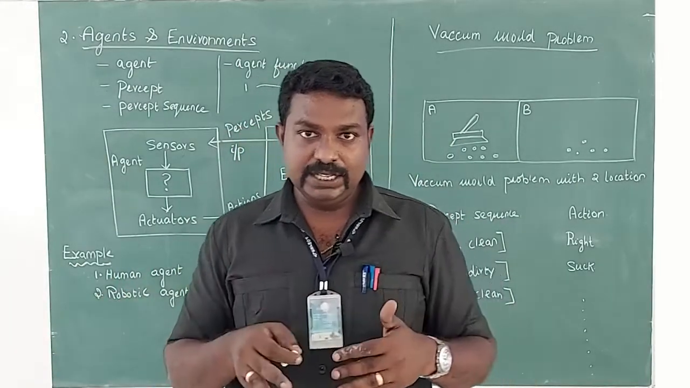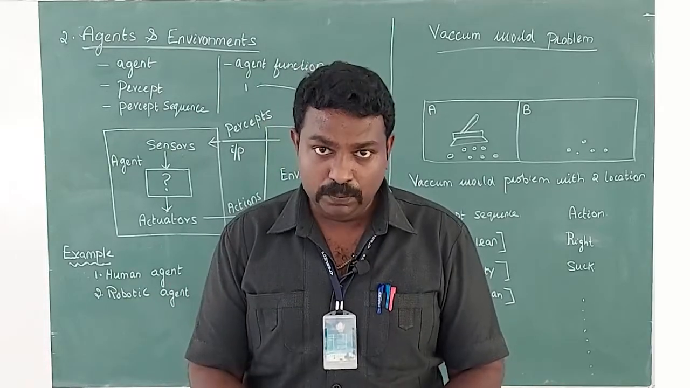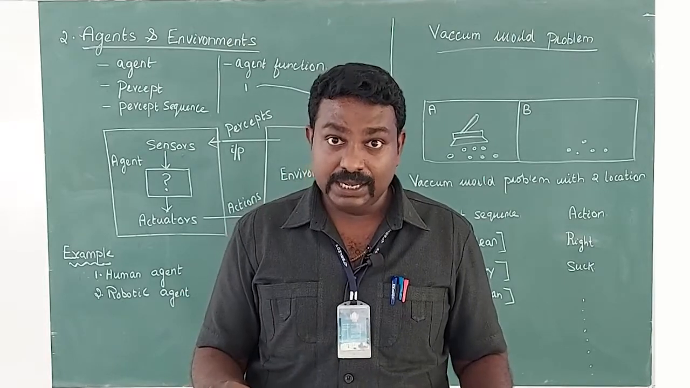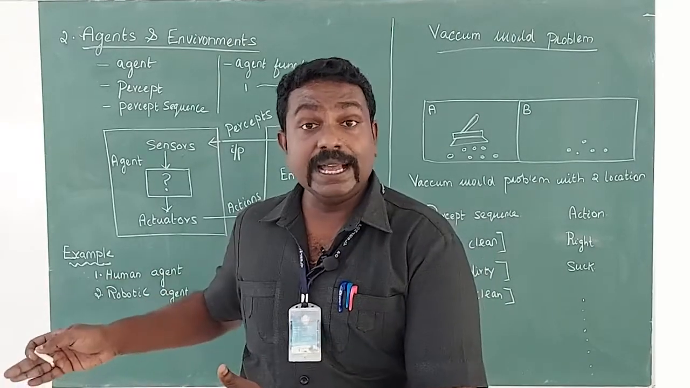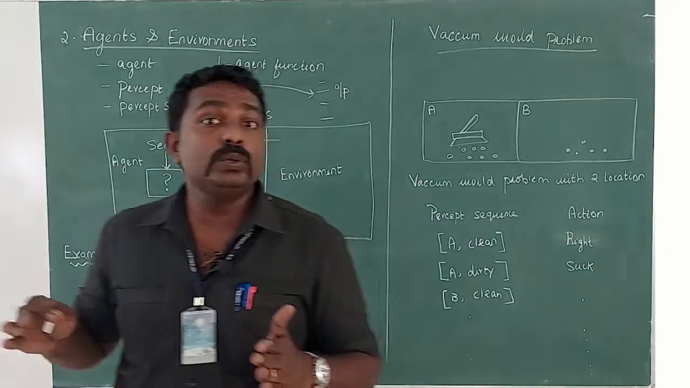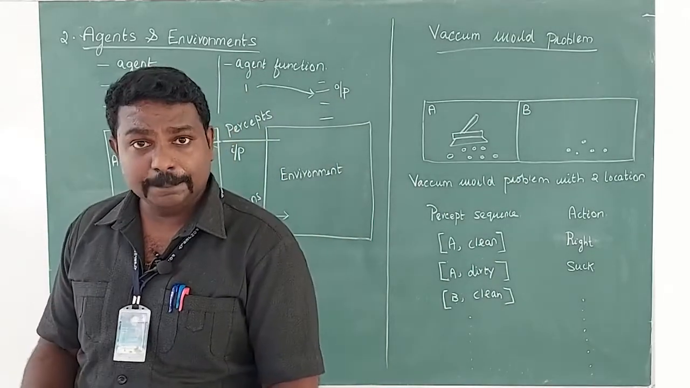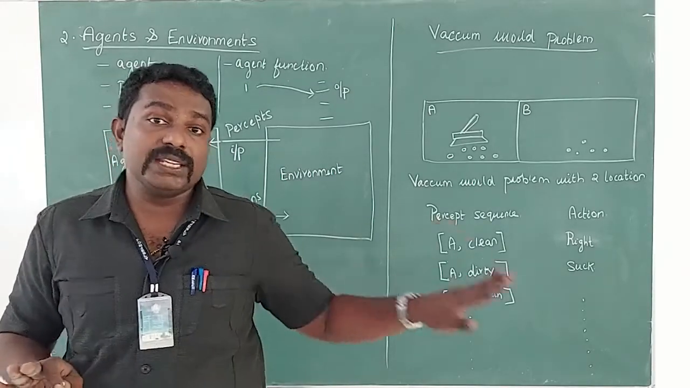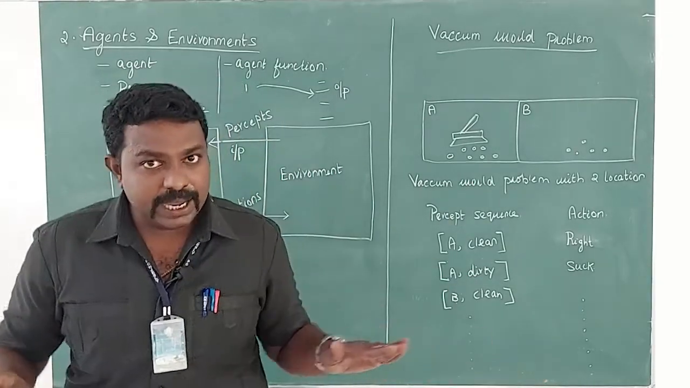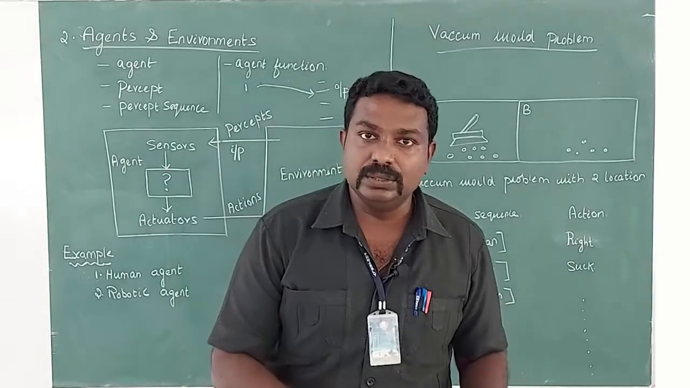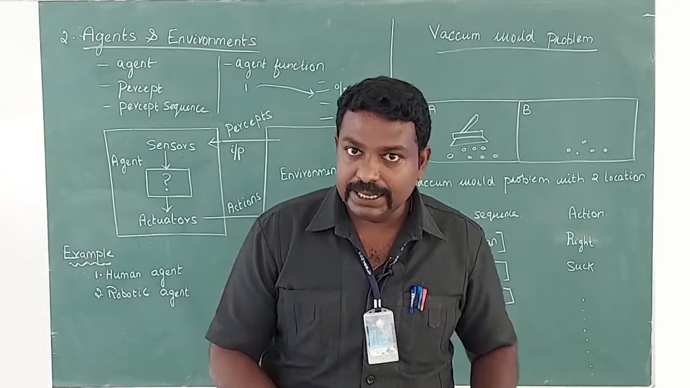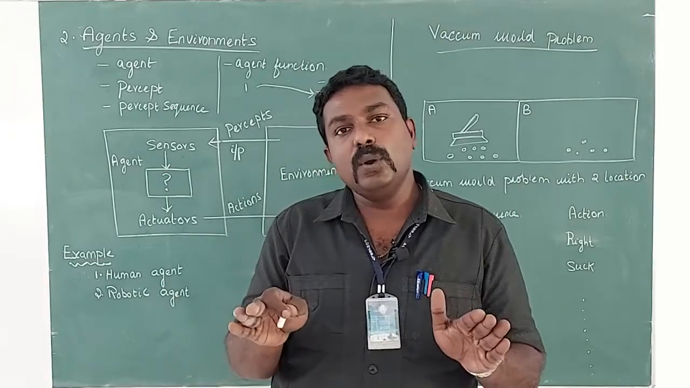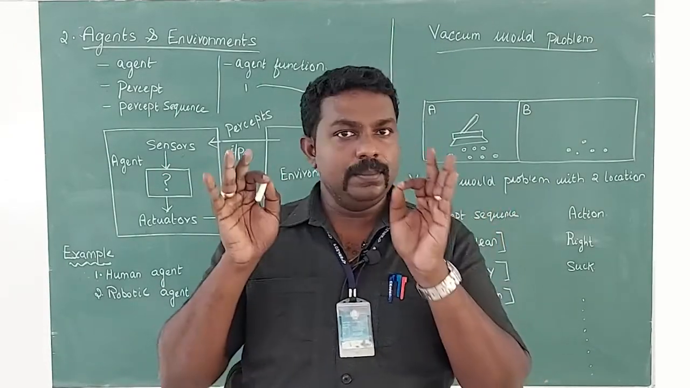If dirt is present in my location, I have to clean that room. After cleaning, my room is clean, but my neighboring room has dirt. So what do I have to do? I have to move to the neighboring room and clean. Then I still have to stand and wait there. Once location A becomes dirty again, I have to move to room A and clean, and wait there till the neighboring room is dirty again. This is how the vacuum cleaner problem works.